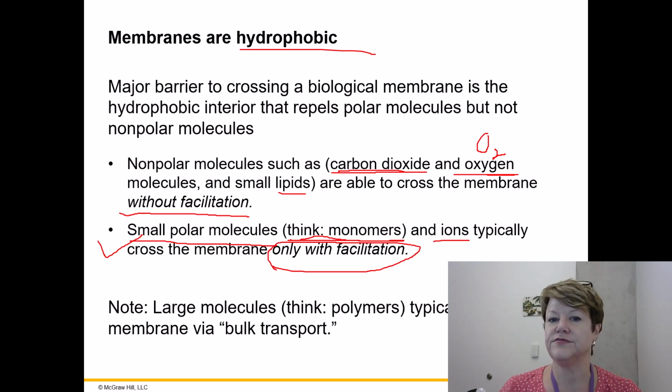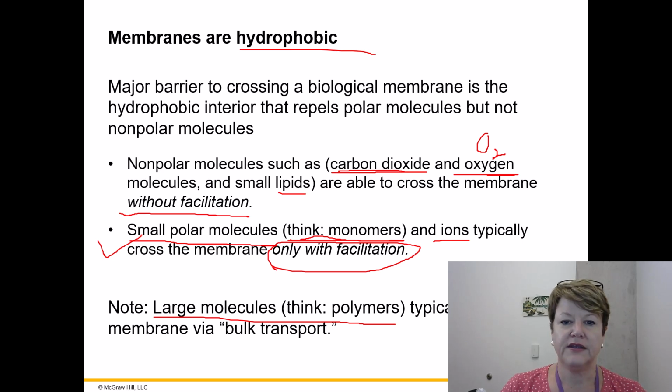In both cases, they're diffusion if the molecules are moving from their area of greater concentration to their area of lesser concentration. Now, the facilitation of the movement of these small molecules using the pore proteins has a size limit. So large molecules like polymers, polysaccharides, and large proteins can only cross the membrane through a different process called bulk transport. And we'll look at bulk transport in the last lecture segment of this chapter.